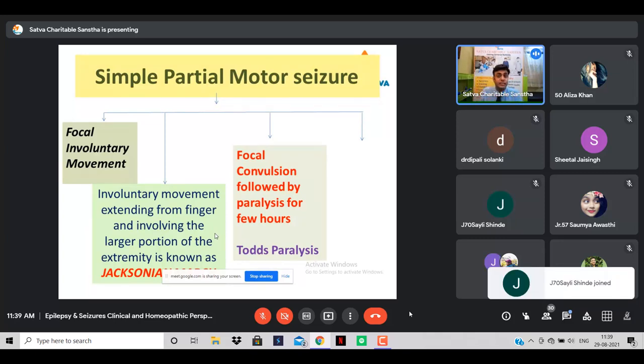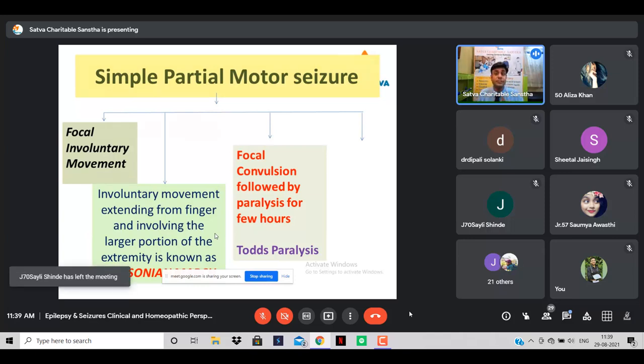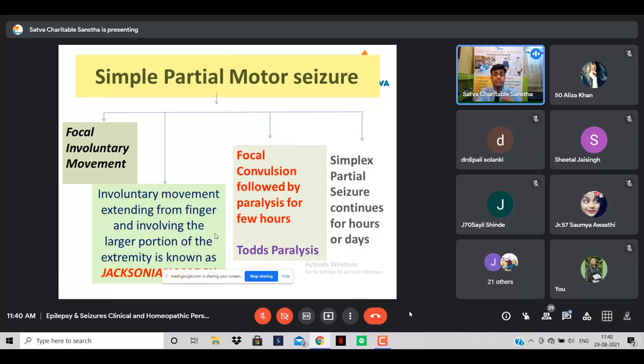It is a transient paralysis, and it is post-convulsion. The convulsions are also focal. Remember, in generalized tonic-clonic convulsions also, after the convulsions are over, the person becomes unconscious, irresponsive, and goes into a transient comatose state. That episode of transient comatose state is different from Todd's paralysis. In Todd's paralysis, the consciousness is preserved. Only the local paralysis is there. That's the meaning of Todd's paralysis.